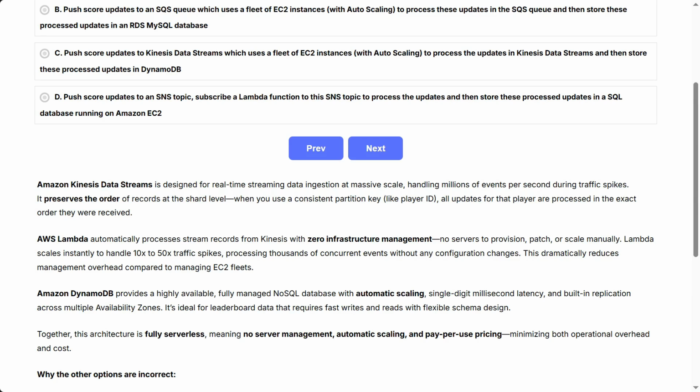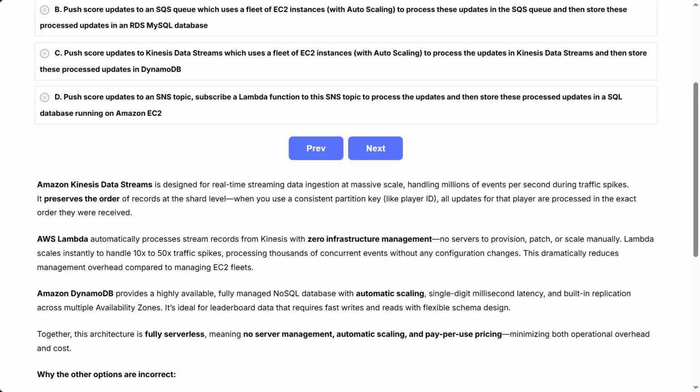AWS Lambda automatically processes stream records from Kinesis with zero infrastructure management, no servers to provision, patch, or scale manually. Lambda scales instantly to handle 10x to 50x traffic spikes, processing thousands of concurrent events without any configuration changes. This dramatically reduces management overhead compared to managing EC2 fleets.